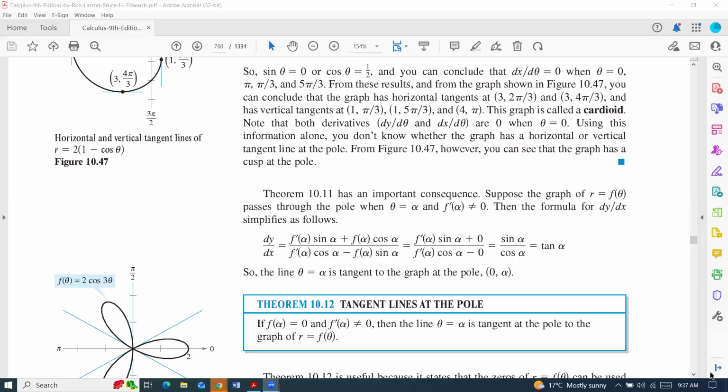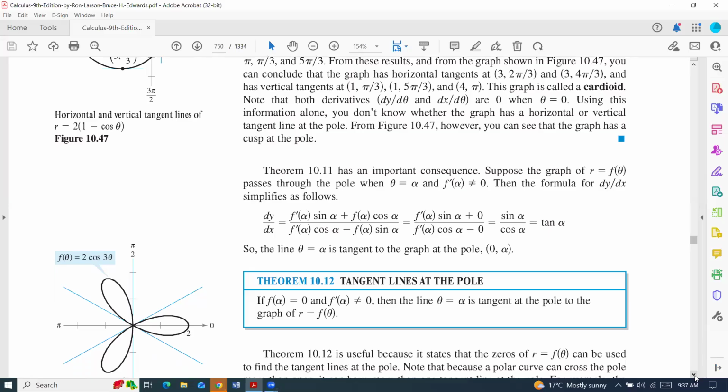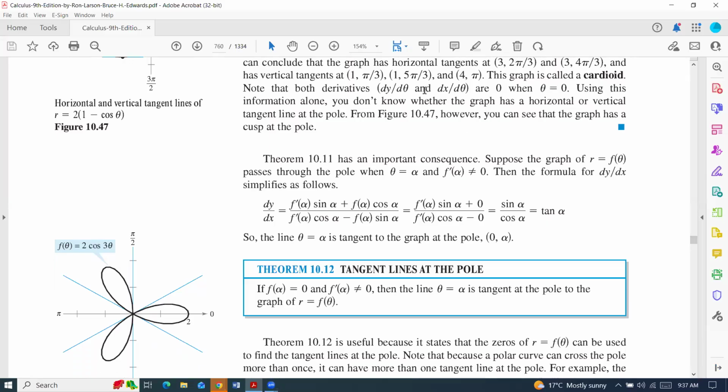And the theorem says that tangent lines at the pole. So it helps to graph. Why is that going to be a tangent line? Because of theorem 10.12. If that's a pole, then the line with equation theta equals alpha, so angle theta is the same as that particular value, is going to be tangent at the pole.